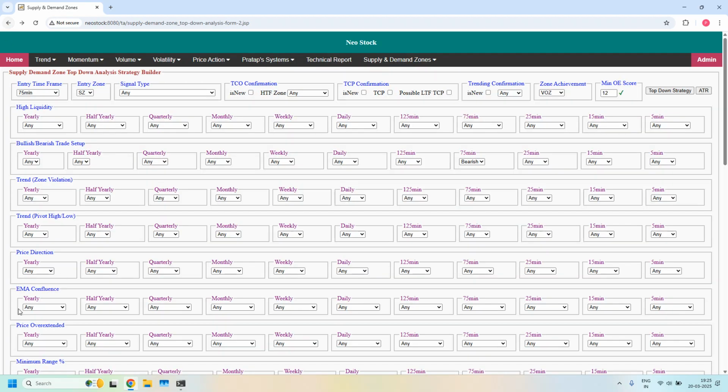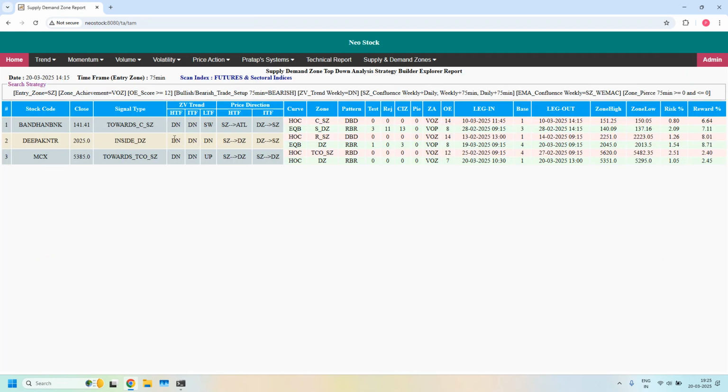Let's verify. In the EMA confluence weekly, selecting the option weekly supply zone with weekly EMA confluence. Trend on the weekly should not be sideways. It should be downtrend because it is a bearish trade setup. We got all the 3 stocks having HTF trend as a downtrend. So these 3 75 minute supply zones are having even more high probability to get success. Okay, this is the bearish trade setup for weekly income trade.